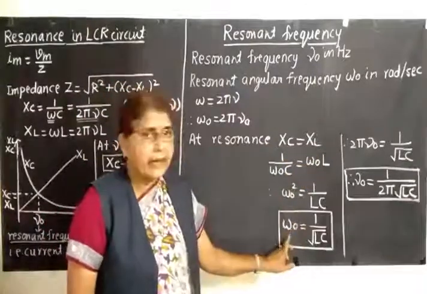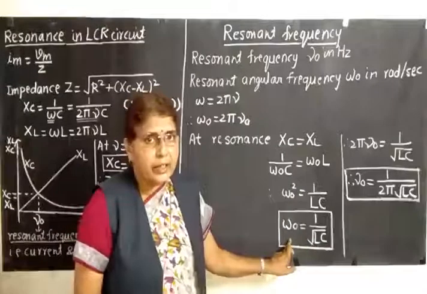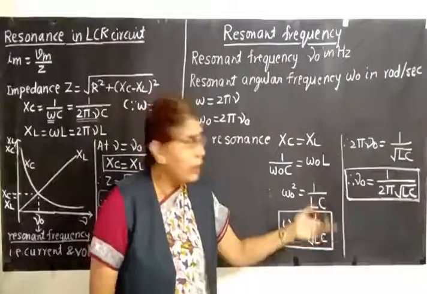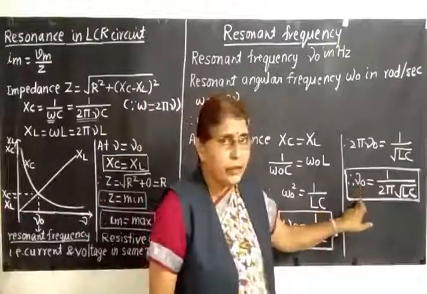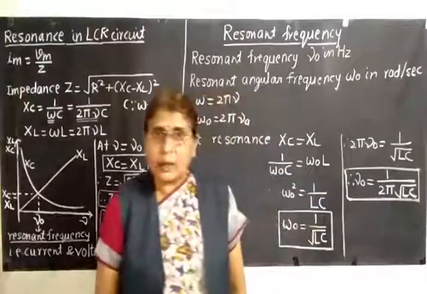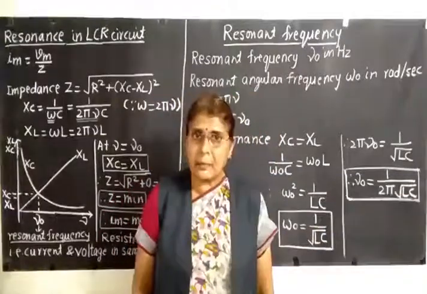Simplify, and you will get an expression for resonant angular frequency as omega 0 is equal to 1 upon root LC, or resonant frequency nu 0 is equal to 1 upon 2 pi root of LC. So all these points are important from your exam point of view.